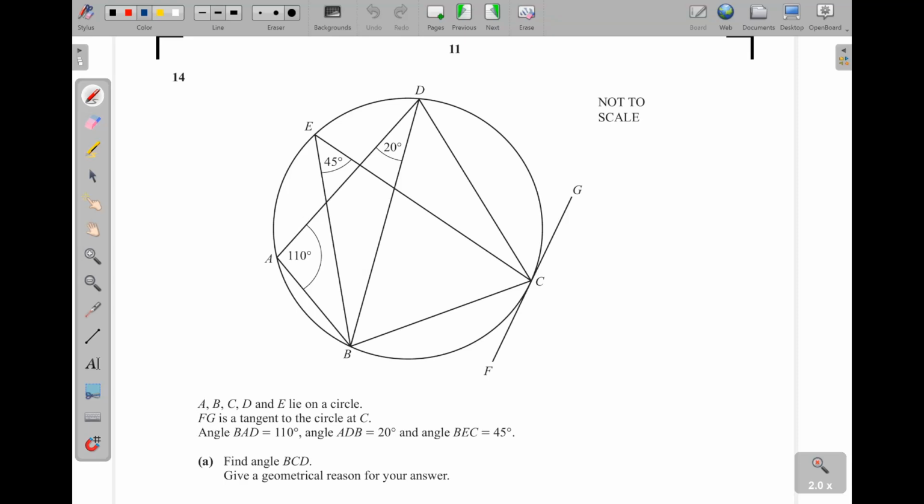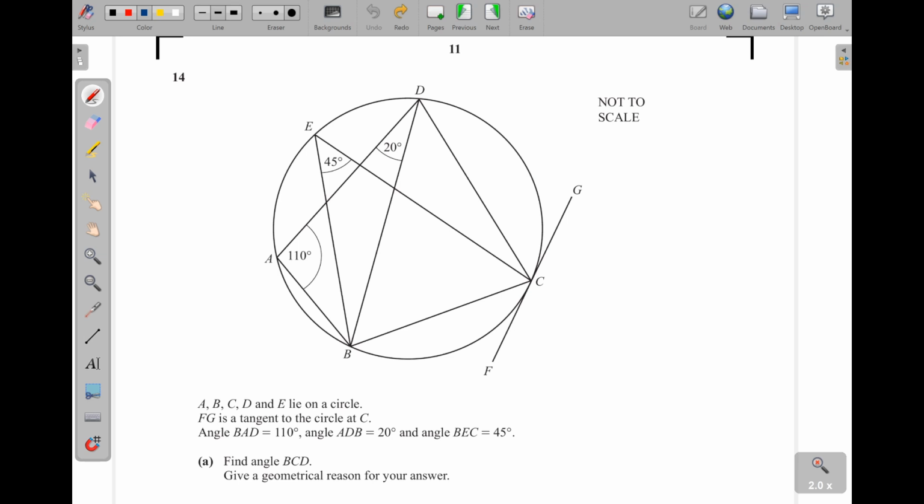Question 14 is coming from circle theorems and properties. A, B, C, D, and E lie on a circle. FG is a tangent to the circle at C. Angle BAD is equal to 110. Angle ADB is 20, and angle BCE is equal to 45 degrees. Part A, find angle BCD. Give a geometric reason for your answer.